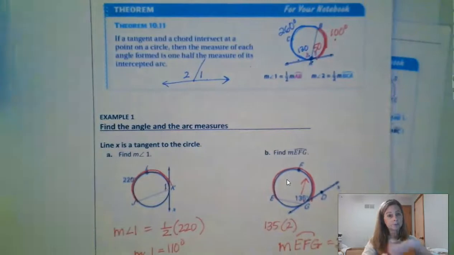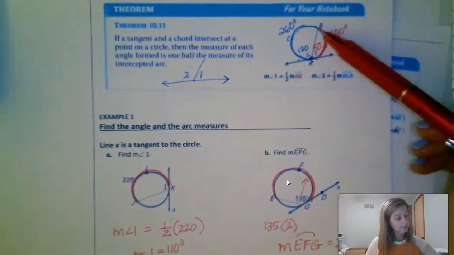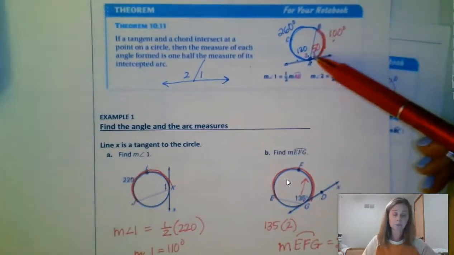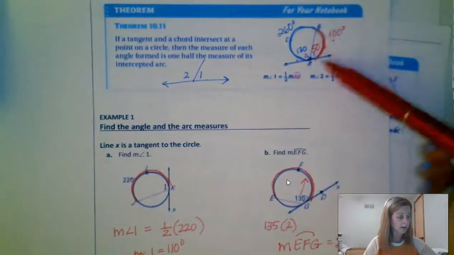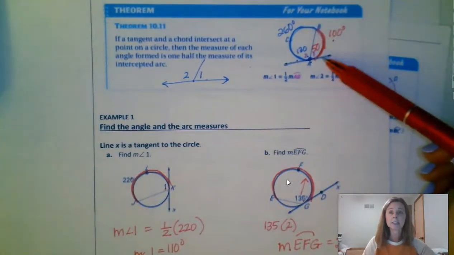Okay, so that's rule number 1. Rule number 1, I would say, is that the angle itself formed by a tangent and a chord is 1/2 its intercepted arc.